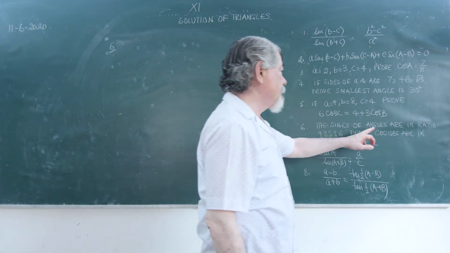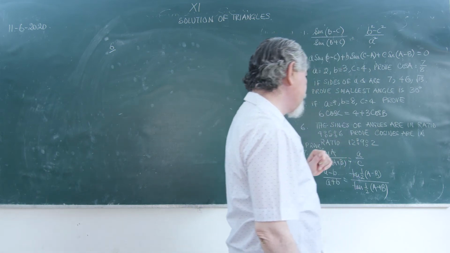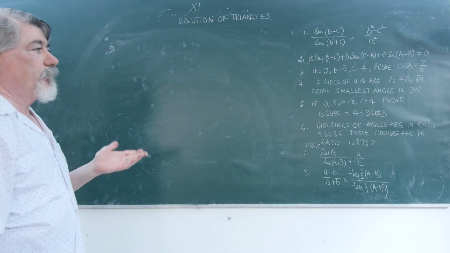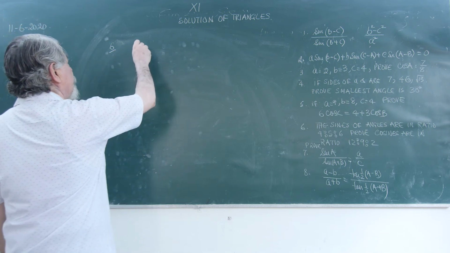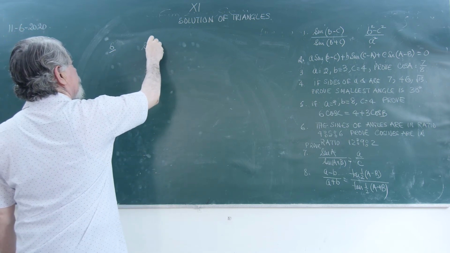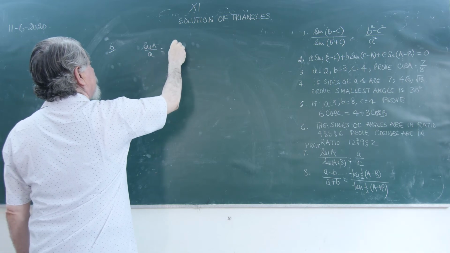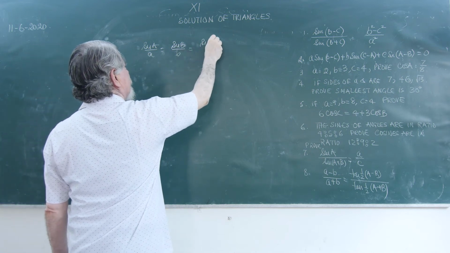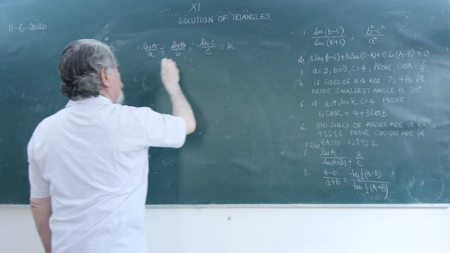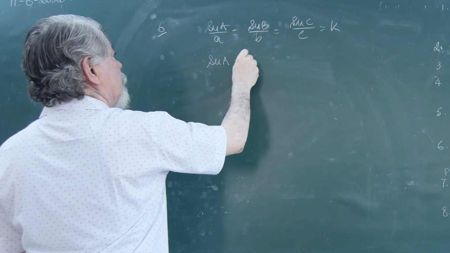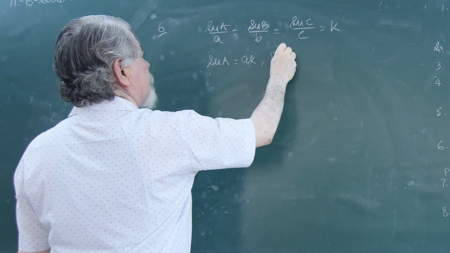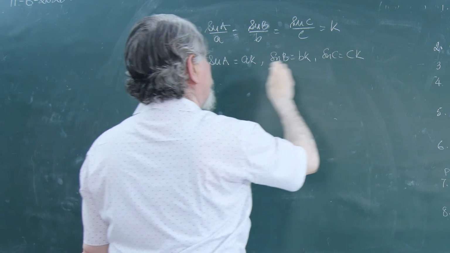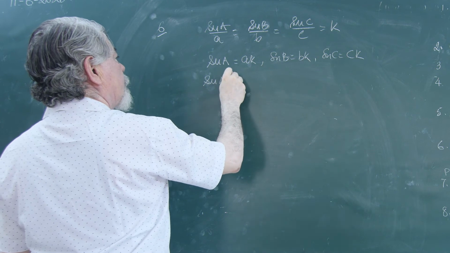The sines of angles are in the ratio 4:5:6. Prove the cosines are in the ratio of this. Sines are in the ratio of this, the cosines will be in the ratio of this. We have to prove. We know sin A upon A is equal to sin B upon B is equal to sin C upon C is equal to K. Or we say sin A is equal to AK, sin B is equal to BK, and sin C is equal to CK.